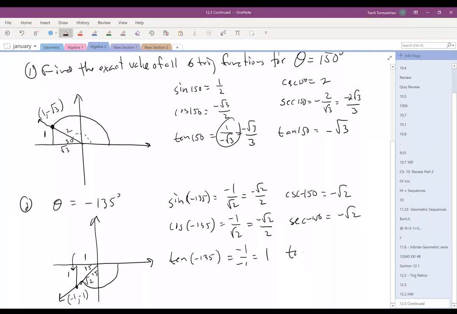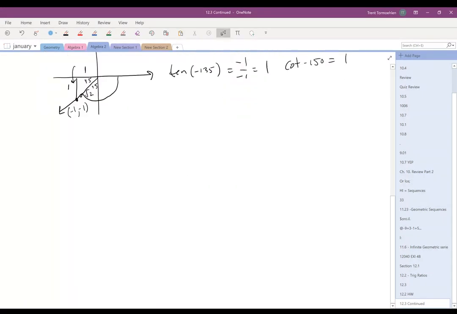And then tangent, or cotangent, is simply the reciprocal of 1, which is 1. And so just like on the last problem, whenever you see things that have to do with square root of 2 in them or 1, that means you need to be thinking about, is this possibly a 45, 45, 90 degree triangle?